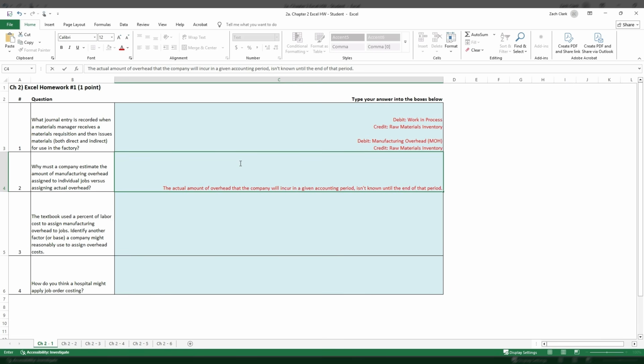And so we don't know what that actual number is until the whole year has gone by. But we need to start allocating costs to a job maybe on day one, basically, right? So we don't know the actual amount of overhead that the company will incur. We can also say overhead needs to be allocated to individual jobs on an ongoing basis. So like I said, that could be at the very beginning of the year on day one, and we don't know the full amount. So that's why we estimate it essentially.